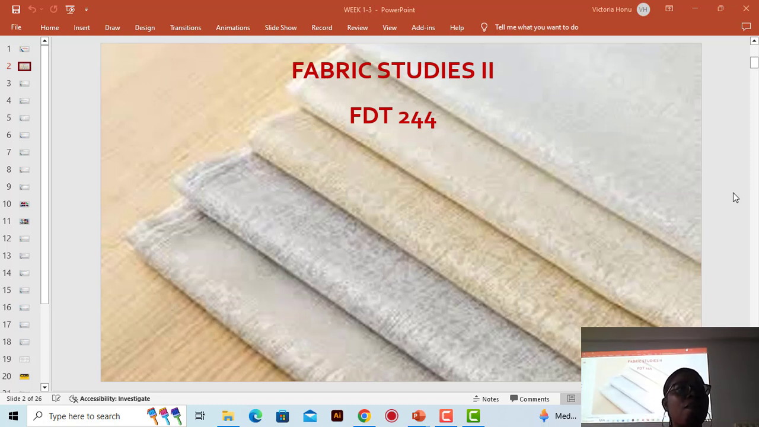Learning about the properties of different fabrics. Properties of different fabrics. It's a cycle of textiles, their properties and some uses. Study of textiles, properties, and some uses.